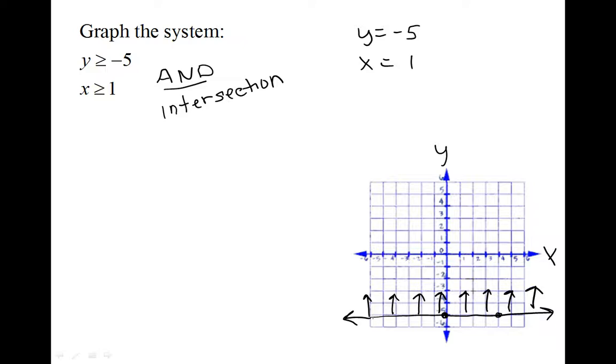All right, now let's consider x equals 1. Well, x is equal to 1. Here's a point here, x equals 1, and I'll just do another one up here. And once again, it's greater than or equal to, so we need a solid line. Now, x is greater than 1. We'll be going this way.